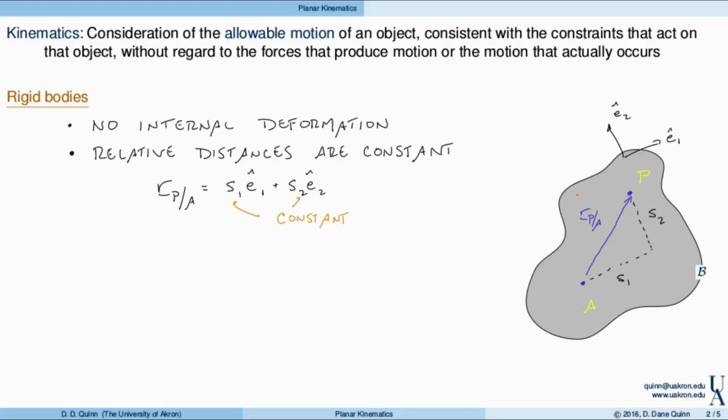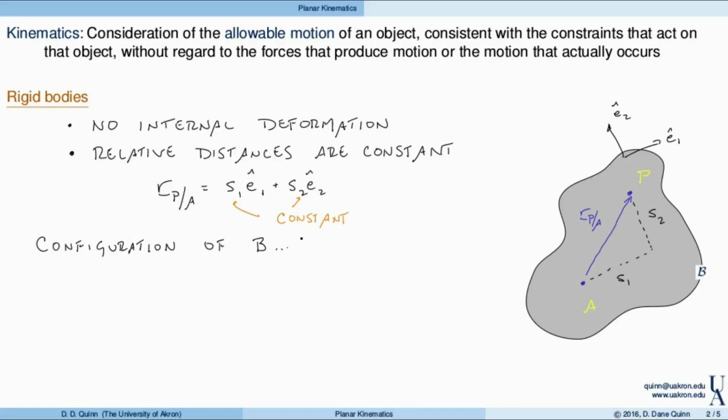Now, of course, the object itself could move around. So these basis vectors, E1 and E2, which are fixed in the object, could move relative to the ground, but the distances in the object itself are fixed. So now, if I have a rigid object, then one of the things that we're interested in is the configuration of the object itself. And so how do we describe where the object B is?